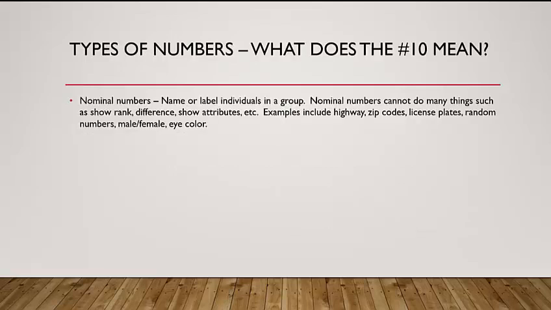So now we want to look at types of numbers that we're going to use. For example, what does the number 10 mean? If we just said 10, well, 10 can mean a lot of different things. 10 can mean you're in the 10th grade. It could mean you are the 10th smartest person in the school. It can mean that you are player number 10 on the basketball team.